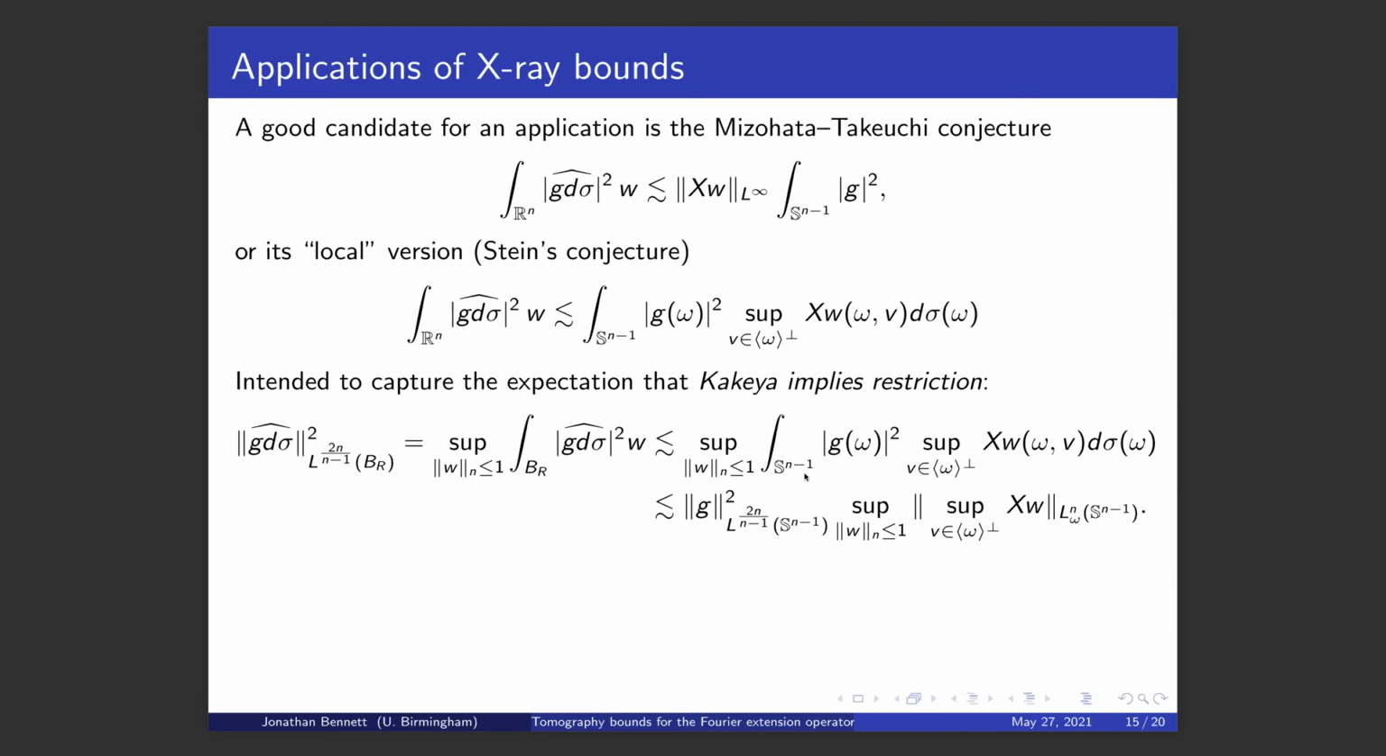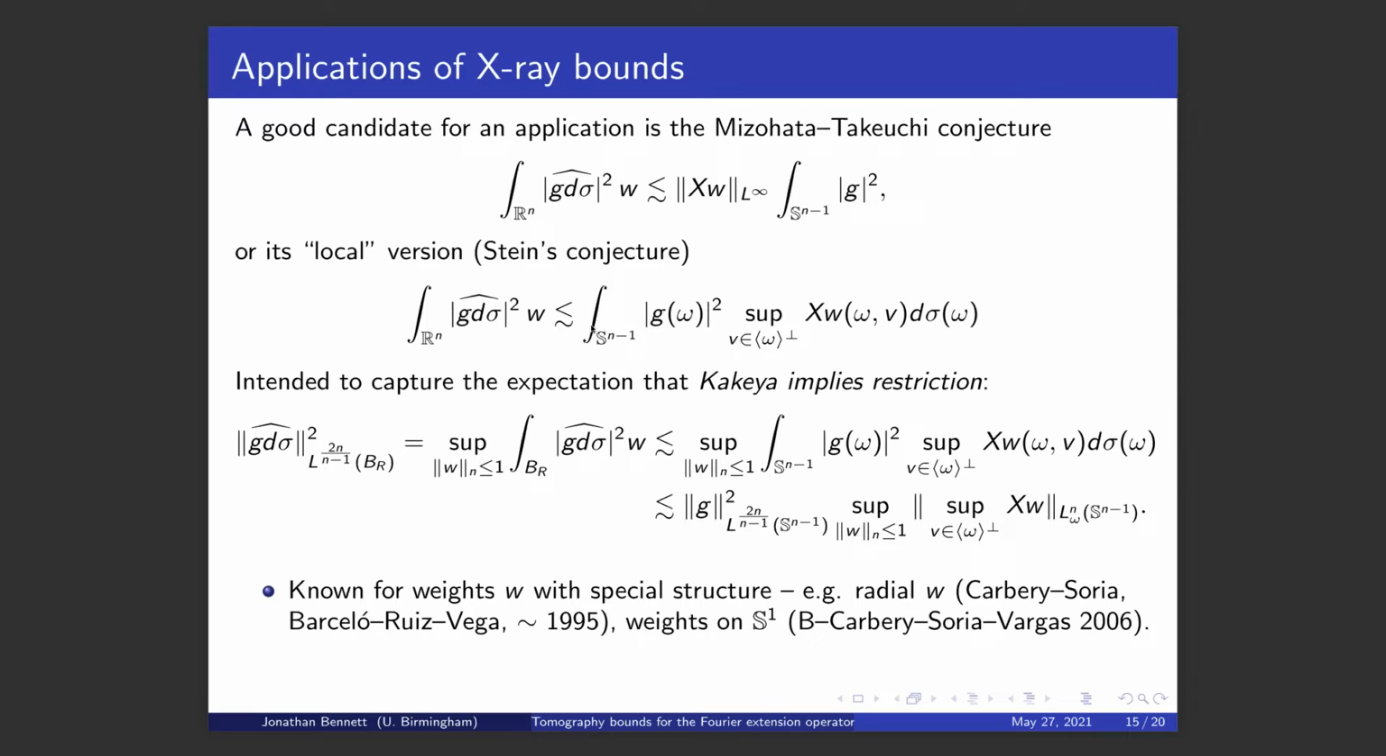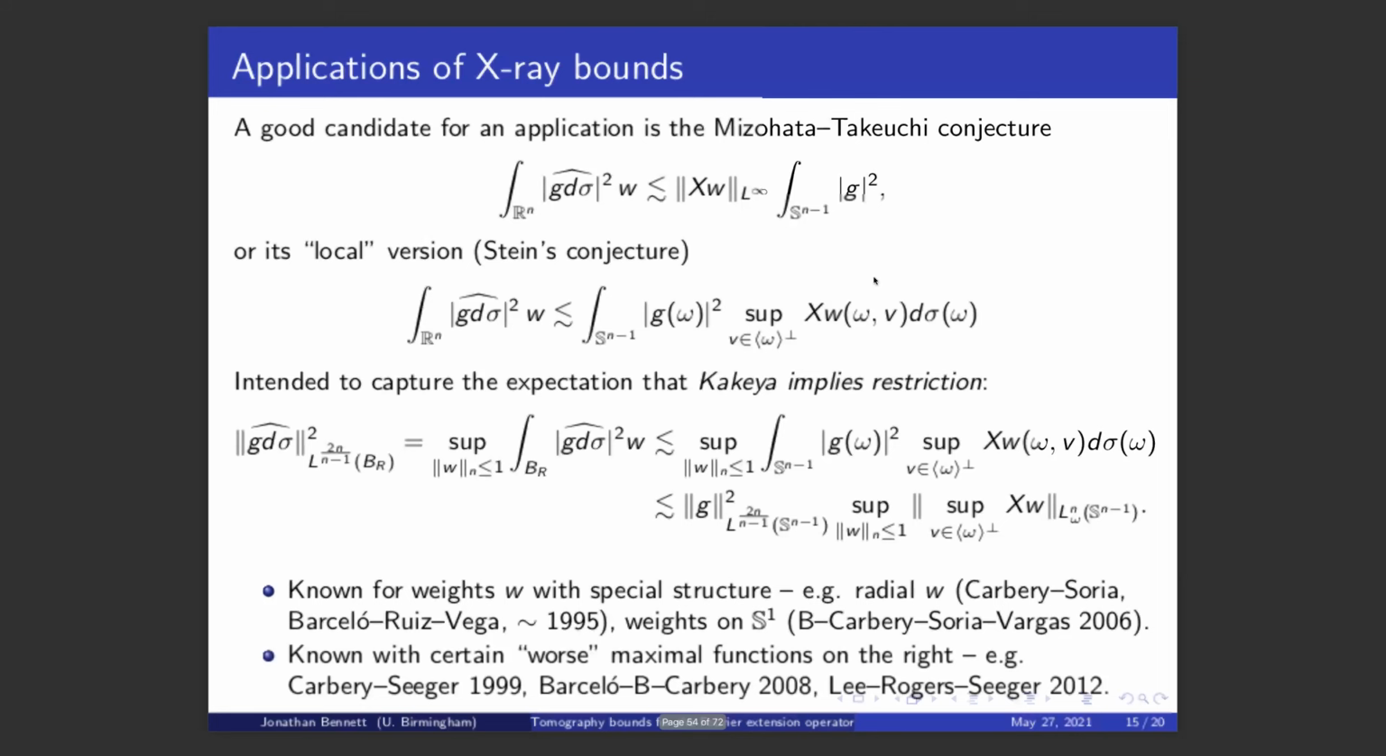Okay, so these conjectures are known for radial weights and weights with certain other structures as well. And that goes back to work in the 90s of Carbery, Soria, and Barceló, Ruiz and Vega. And also there are some results of this type, like Stein's conjecture, but where the maximal function is something worse. So some weaker versions of Stein's conjecture are known due to these authors, most recently Lee, Rogers, and Seeger.